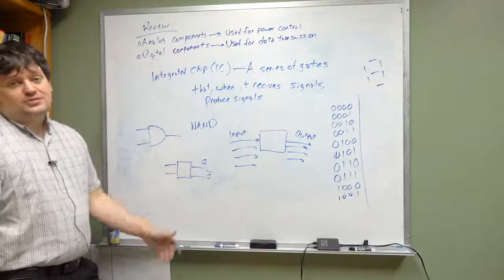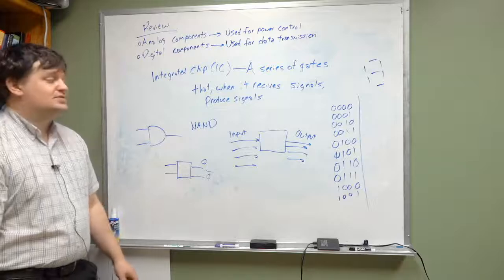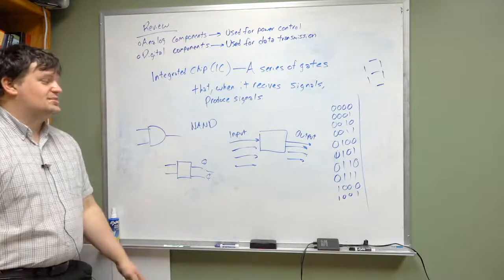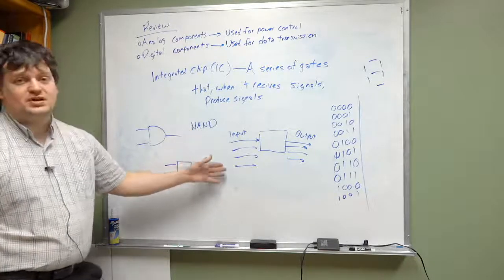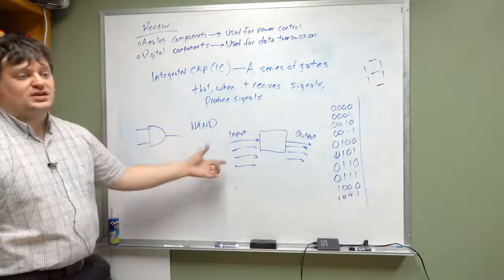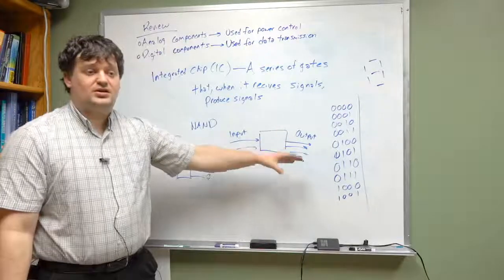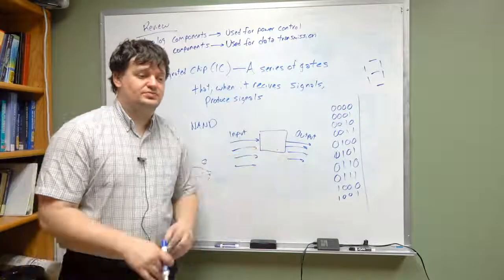Okay? You can have any number of inputs and outputs out of an integrated chip. It's just the idea is it's got to be able to do something with the inputs. And there has to be some kind of rationale for how the inputs get converted and get processed into an output. Okay? There has to be some conversion.